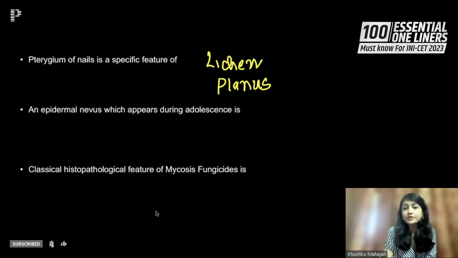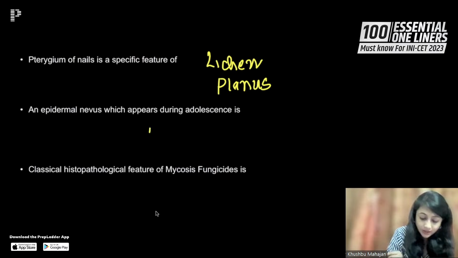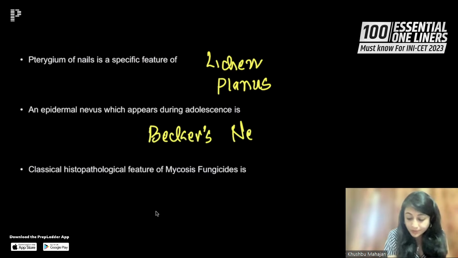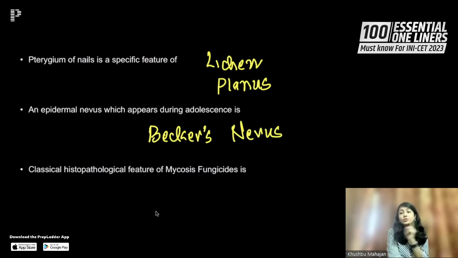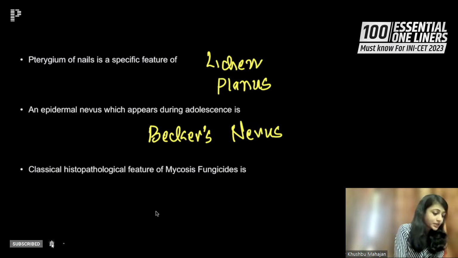An epidermal nevus which appears during adolescence is. Oh, you all got it right. Absolutely. This is Becker's nevus. So it is an epidermal nevus which will appear during adolescence and is associated with hypertrichosis and pigmentation. Coming to the next question, which most of you have already answered. Classical histopath feature of mycosis fungoides is.